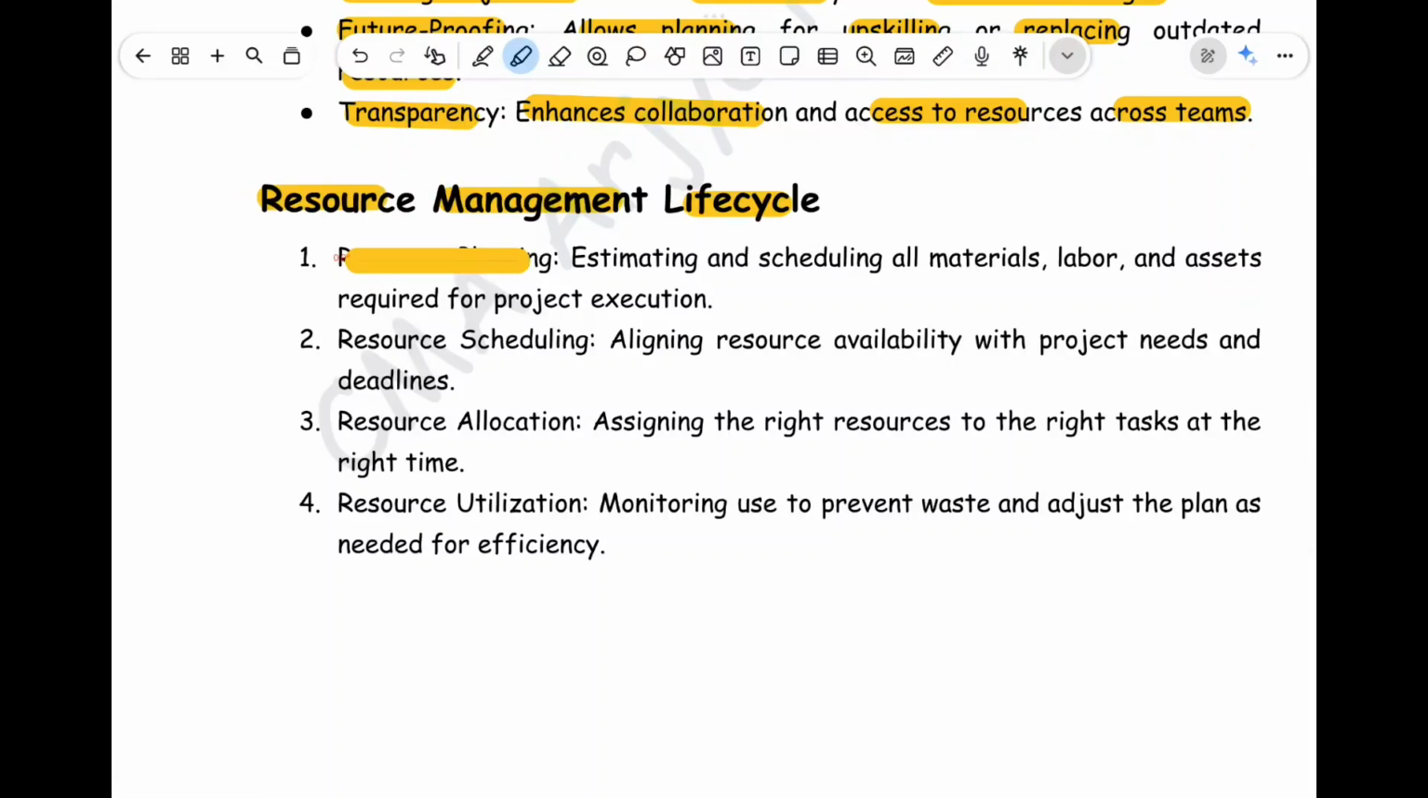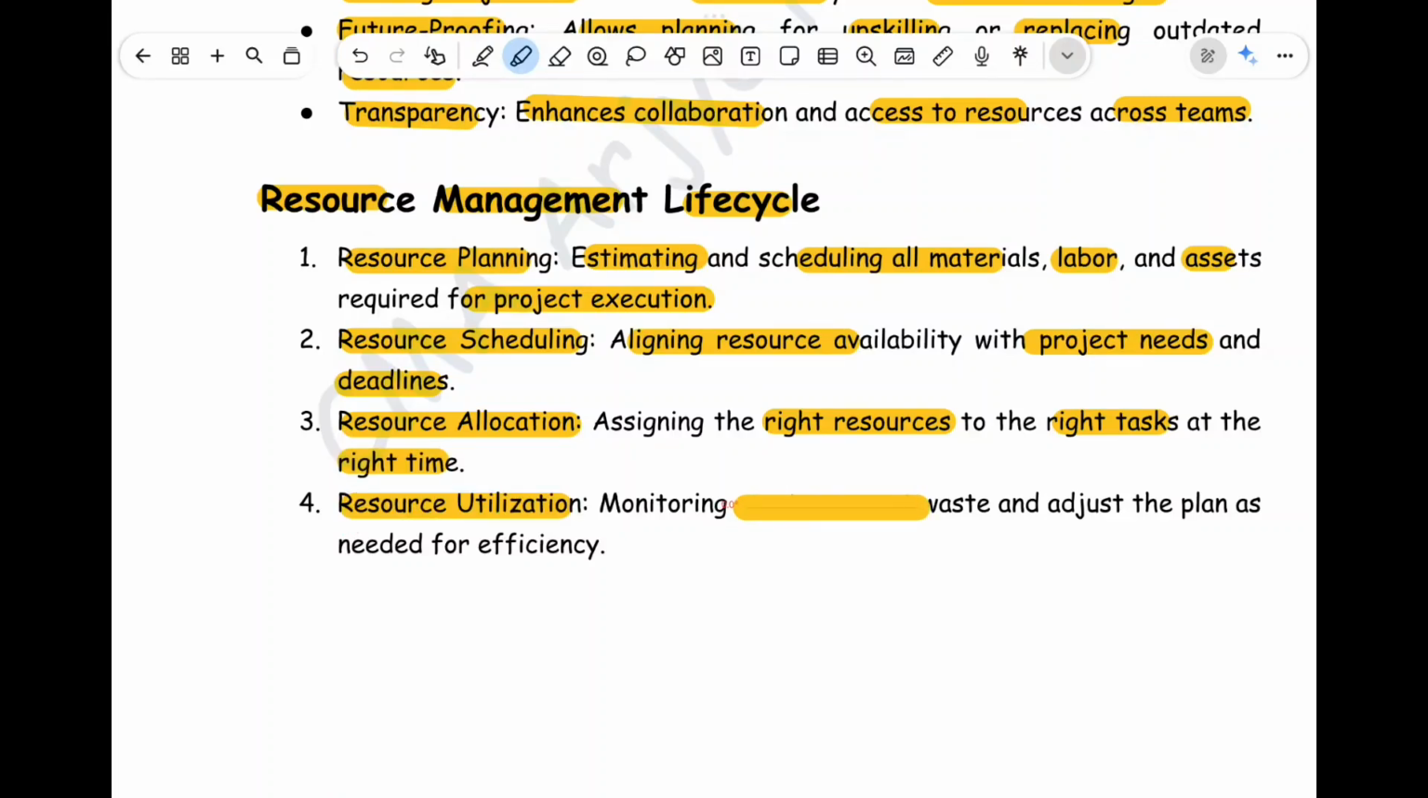Resource planning: estimating and scheduling all materials, labor, and assets required for project execution. Resource scheduling: aligning resource availability with project needs and deadlines. Next is resource allocation: assigning the right resources to the right task at the right time. Next one is resource utilization: monitoring use to prevent waste and adjust the plan as needed for efficiency.